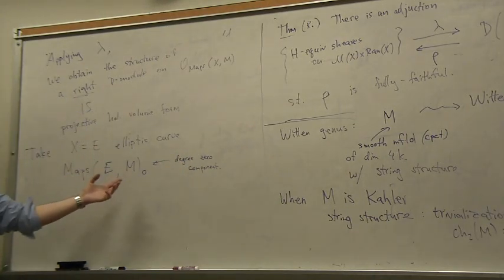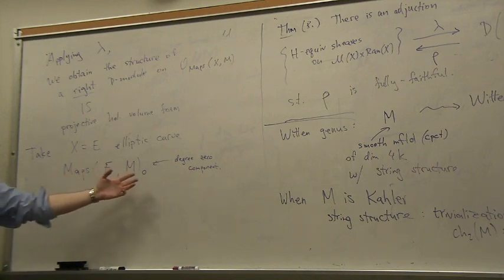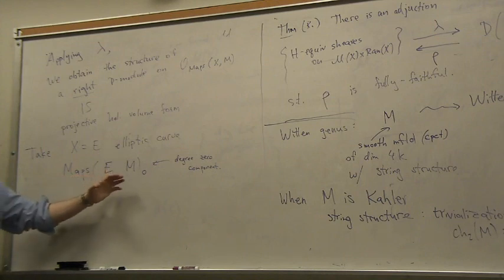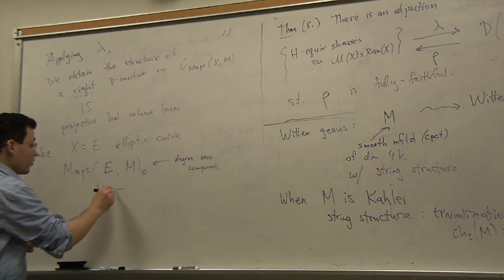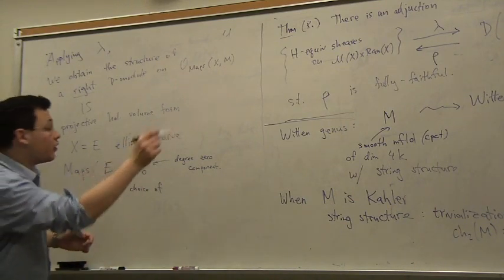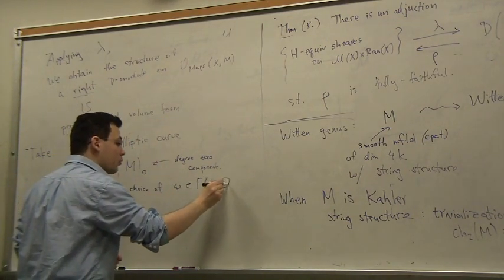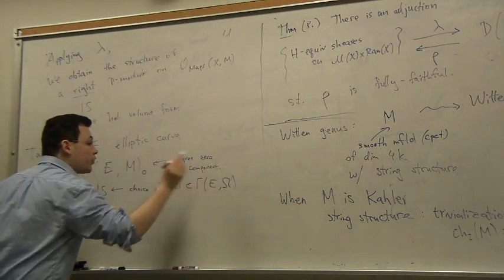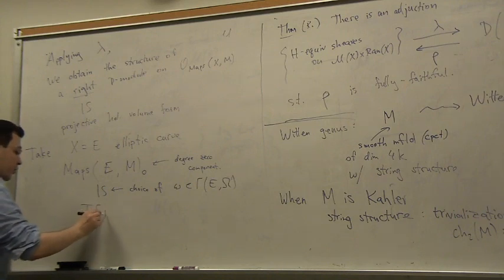So maps of degree 0 are just points of M, essentially. So it looks like this is just M, but that's not quite true. This has an interesting derived structure. So what this is going to be isomorphic to, you can think of it as a derived or a supermanifold. And this isomorphism is given by choice of that omega, of the one form on the elliptic curve. This is going to identify with the odd tangent space of M.